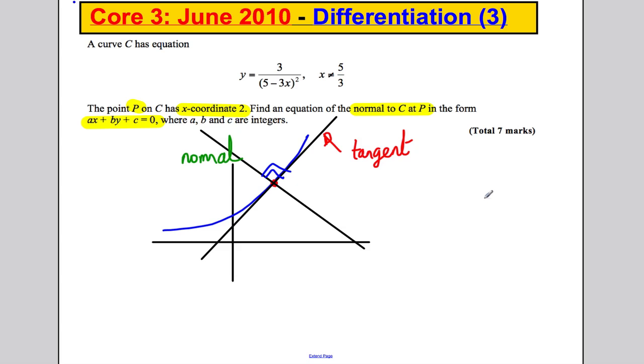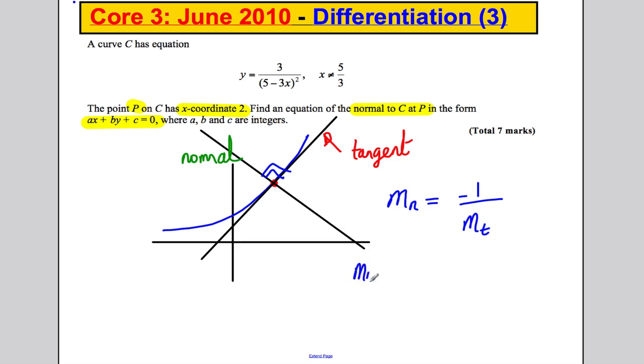And you should remember from C1 knowledge that the gradient of the normal is the negative reciprocal of the gradient of the tangent. In other words, let's call it m of normal. The gradient of the normal is equal to -1 over the gradient of the tangent. So the gradient of the normal is the negative reciprocal of the gradient of the tangent.